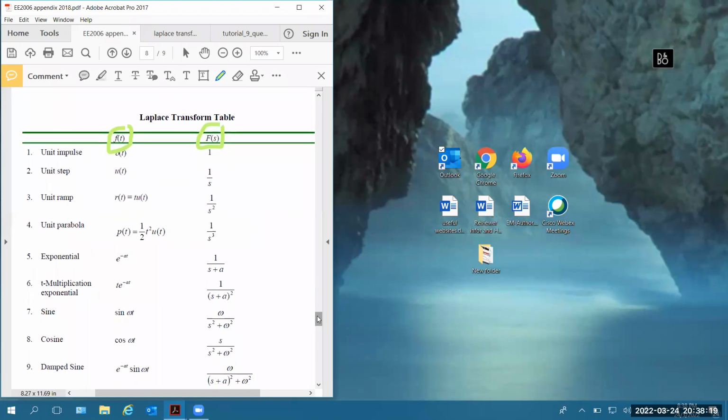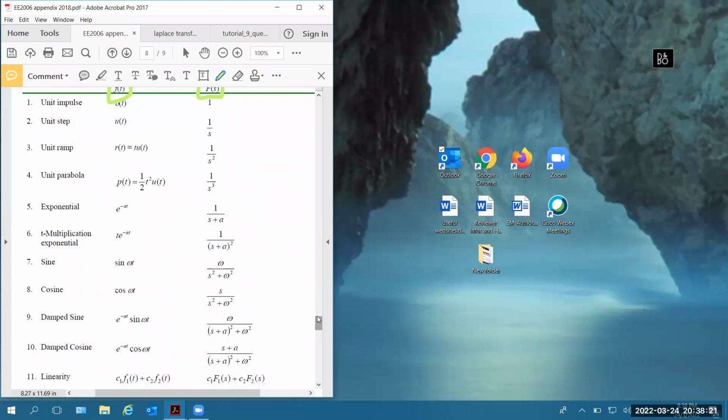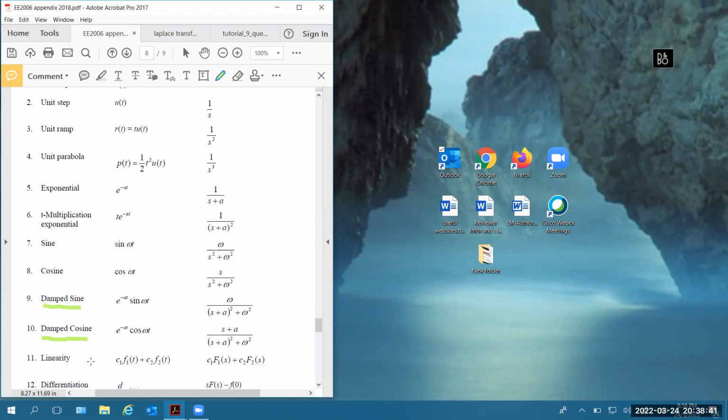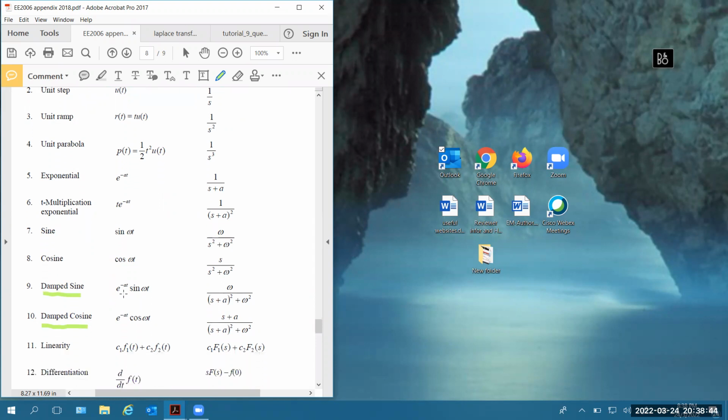So you see, these functions are actually quite useful, right? You see, even things like t e to the power minus at, this one you also know the Laplace transform. Now, sine omega t, cosine omega t, of course you know. And then you will see these two. Number 9 is called damped sine, and number 10 is called damped cosine, right? So you see, it's actually quite complicated. The function is like that. So the Laplace transform of this is also given.